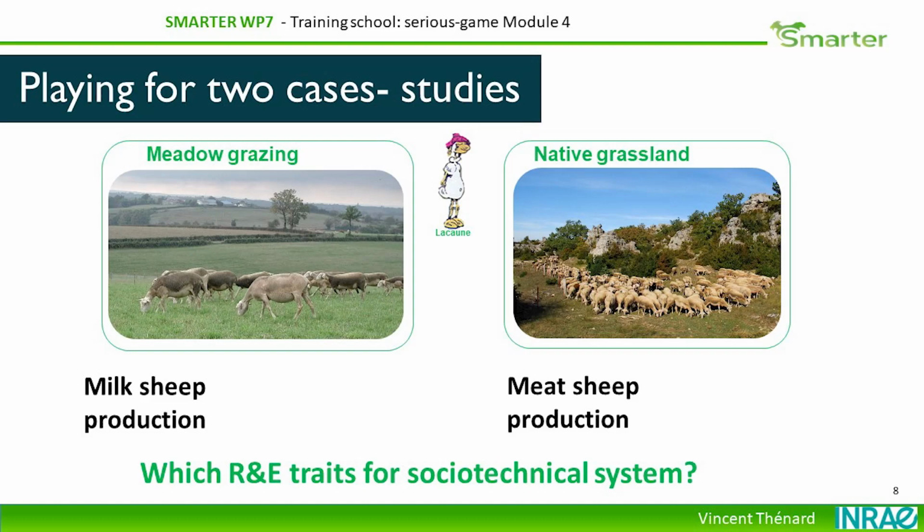I propose two groups. One group about milk sheep production based on meadow grazing, and another situation with meat sheep production, more extensive, producing meat sheep in native grassland. Okay? It's my suggestion. If you prefer another type of example, why not? But the question is, which resilience and efficiency traits could be used and how to build the socio-technical systems?